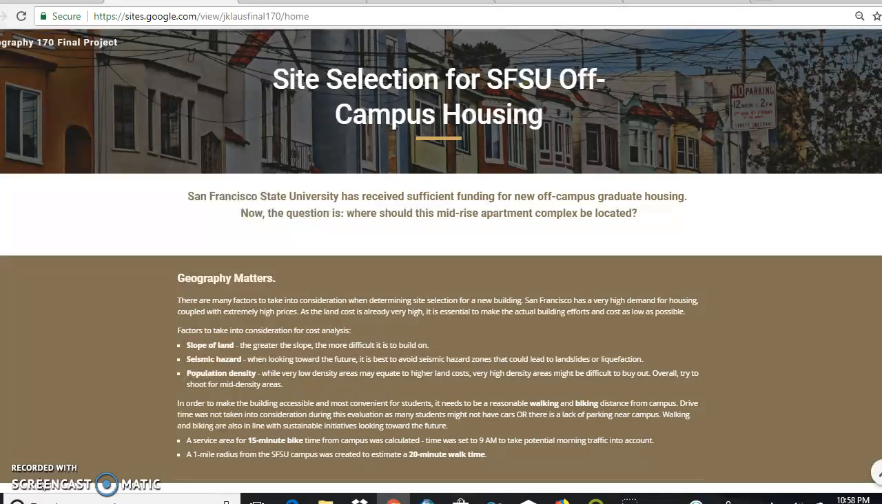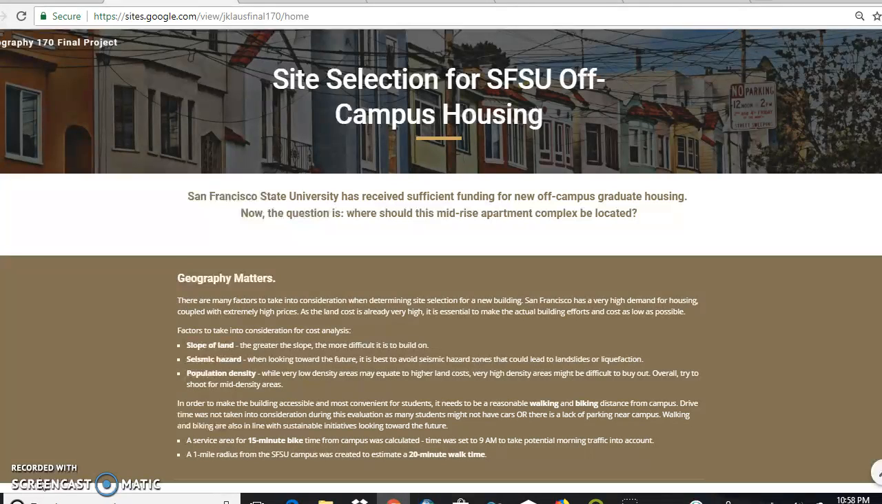As many of us know, especially students, there is a lack of off-campus housing or university housing, and in many places in California, it's very expensive or even just very difficult to find. In San Francisco, especially, there is a lack of housing in general. There's a very competitive housing market, so I thought this would be a great place to choose.